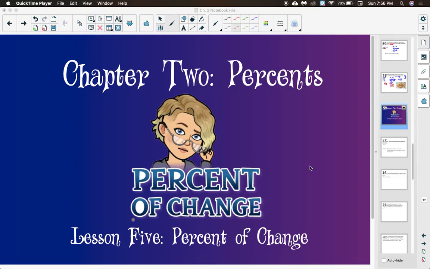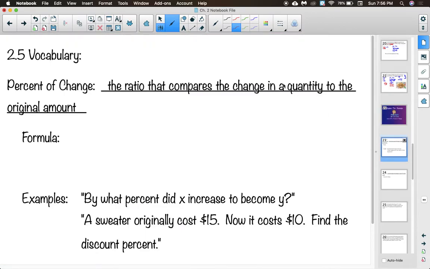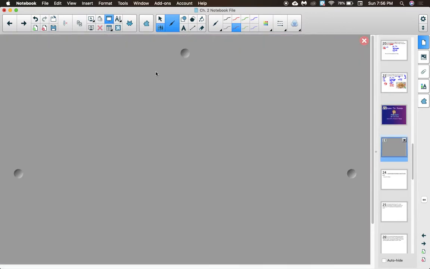This will be our fifth video in chapter 2. Lesson 5 is all about percent of change. So let's start with some vocab. First vocab word is percent of change.